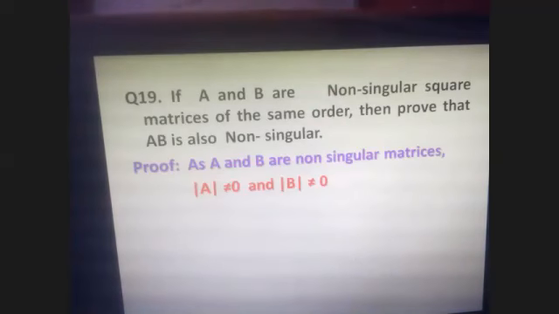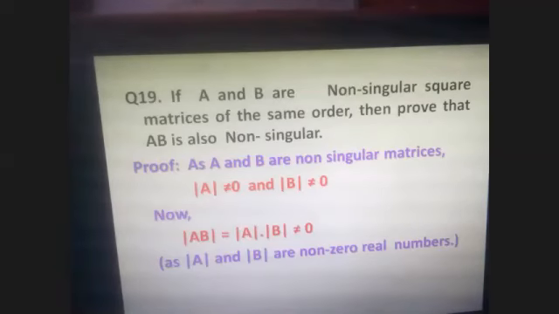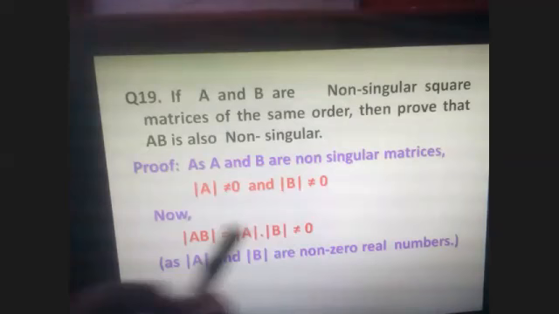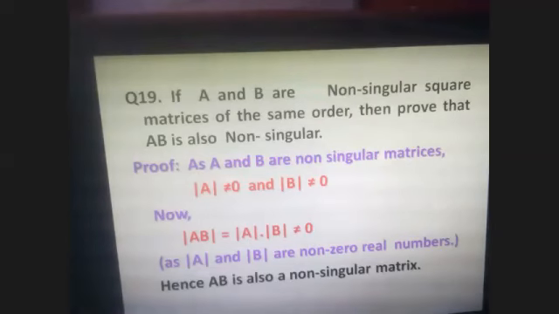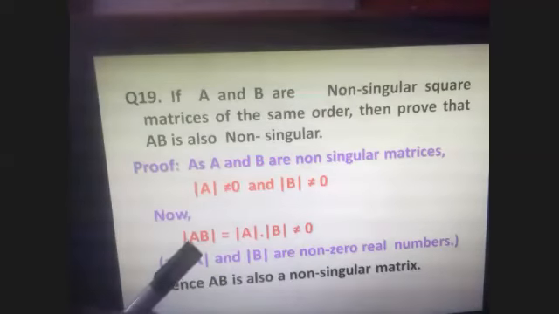Proof is very simple. A and B are non-singular matrices. So determinant A is not equal to 0. Determinant B is also non-zero. So what happens? Determinant of AB is determinant A into determinant B. These are two non-zero real numbers. Their product is non-zero. Determinant of AB is non-zero, right? That means AB is also a non-singular matrix.